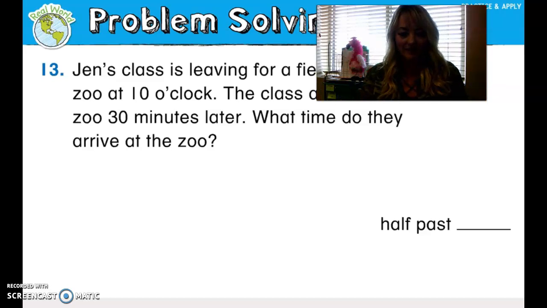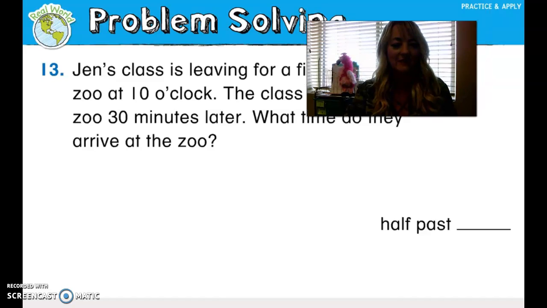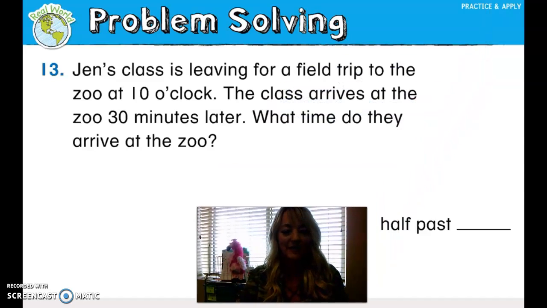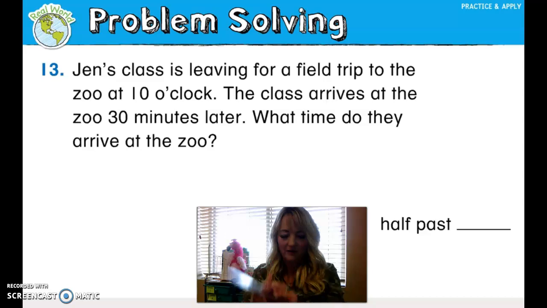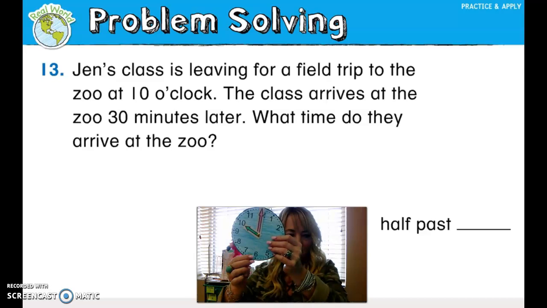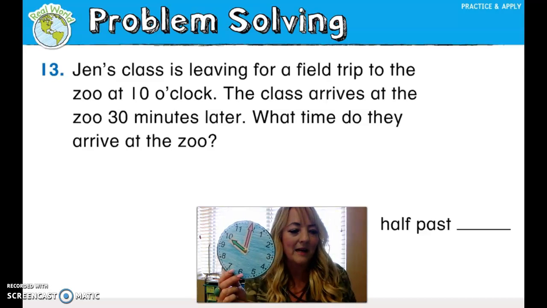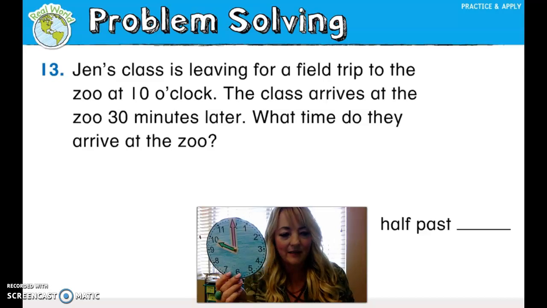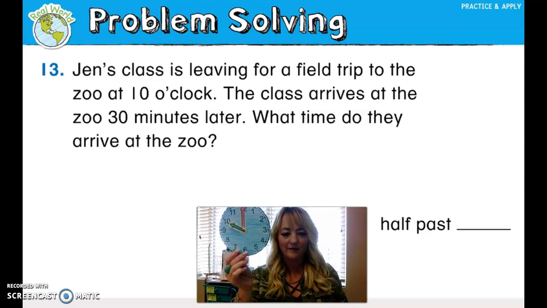Jen's class is leaving, gosh, you can't see. Jen's class is leaving for a field trip to the zoo at 10 o'clock. So I'm going to show you on my clock. They're leaving at 10 o'clock. The class arrives at the zoo 30 minutes later. What time do they arrive at the zoo?